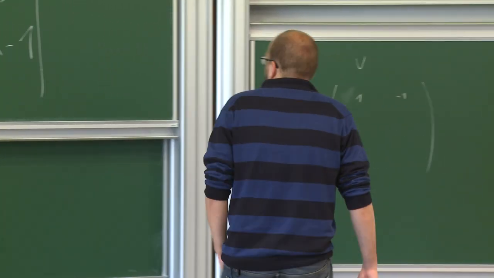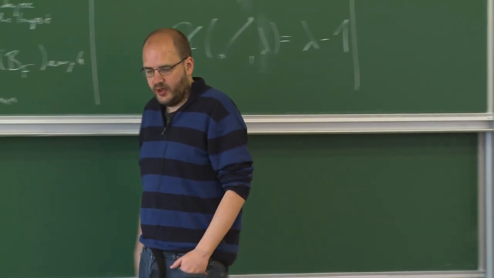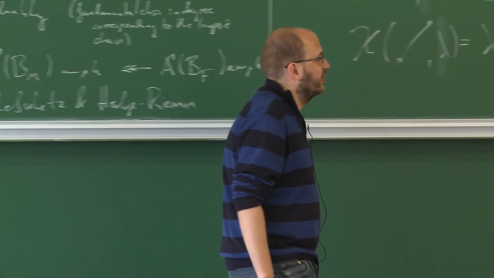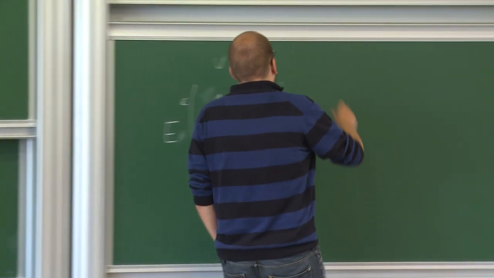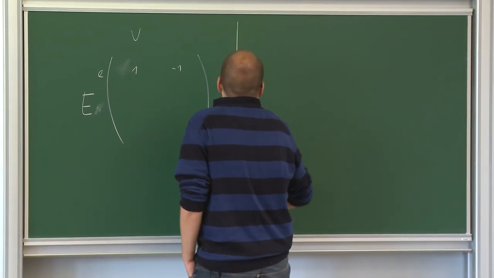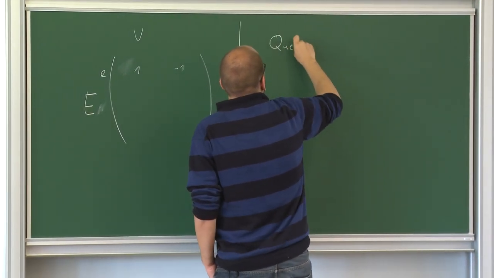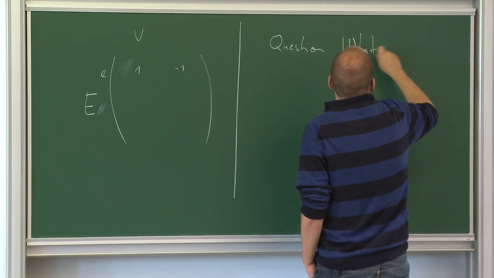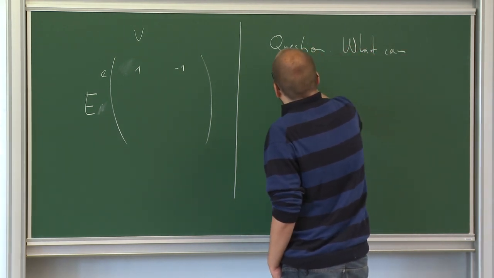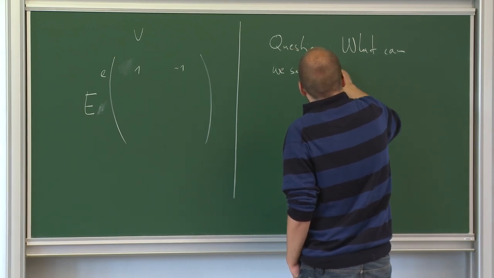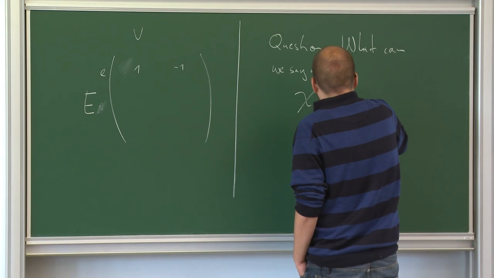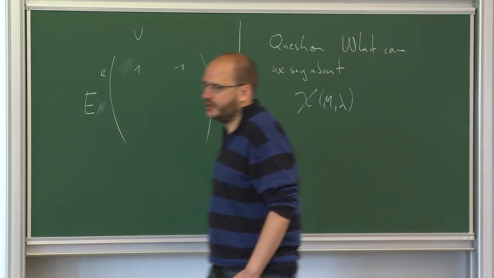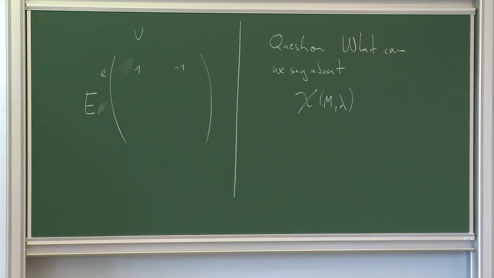So now you can ask questions about the coefficients of this polynomial. It turns out that you can compute them algebraically. So the question: what can we say about the characteristic polynomial chi of lambda? Well, you could ask whether it's real rooted, for instance. That is not true. The roots are dense in the complex plane.